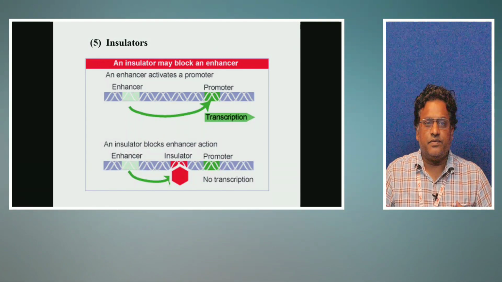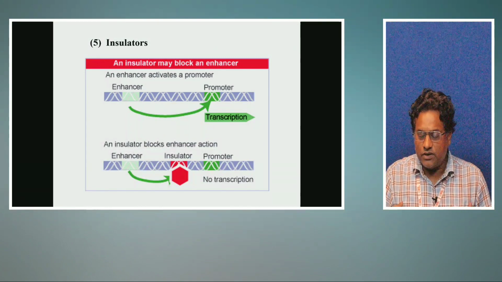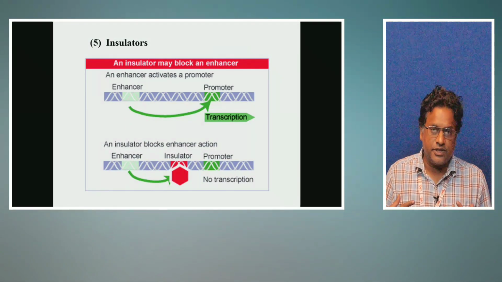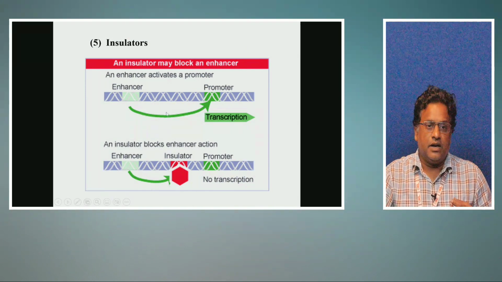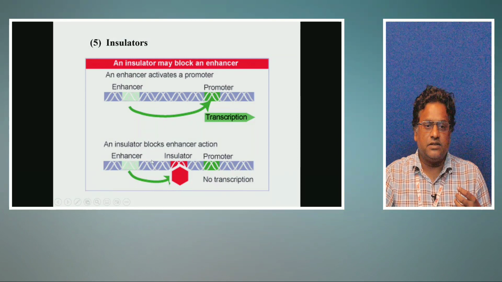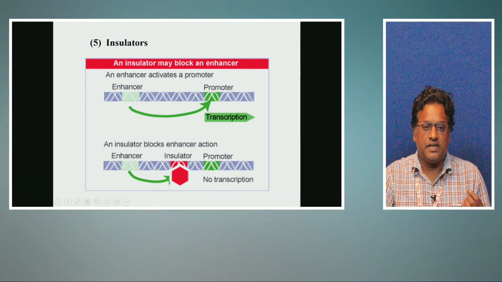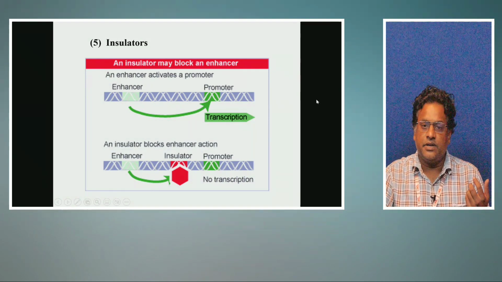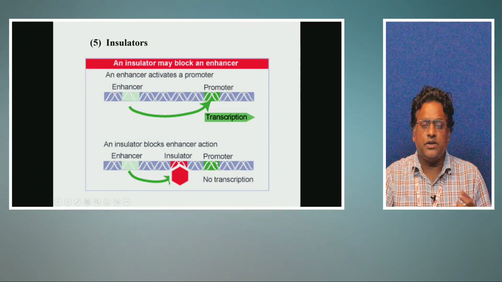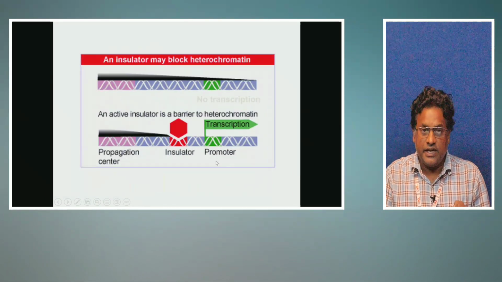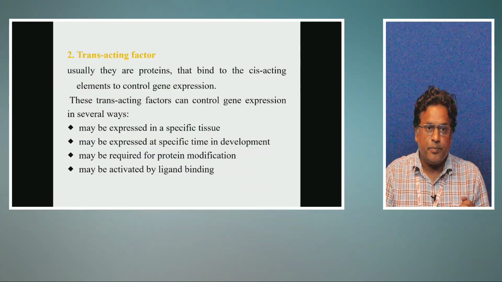Then there are other types of blockers, or other elements, what's called an insulator. You have an enhancer and a promoter which help in transcription. Then there's another set of elements, the insulator, which blocks the enhancer action in such a way that the product is not produced. So this is how a gene has to be regulated, right?